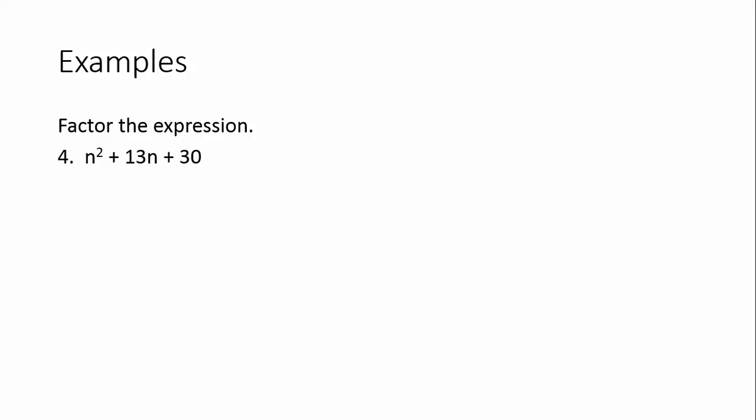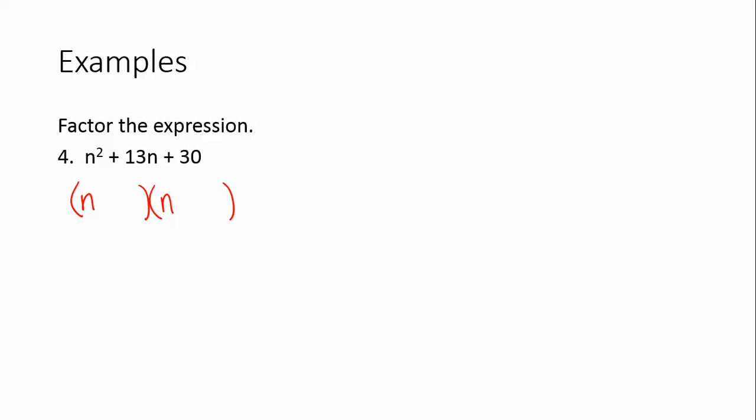And it looks like I skipped a number 1, so we're on technically number 3, but I've got it labeled as number 4. So factor this expression, n squared plus 13n plus 30. So again, we're going to break it up into two separate binomials. We're going to put n in the front of both binomials. And now we're looking for factors of 30 that add up to 13.